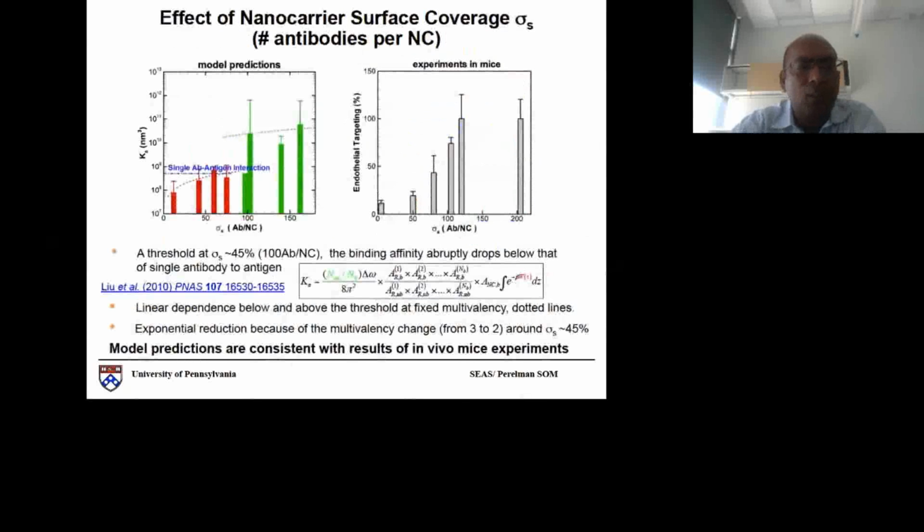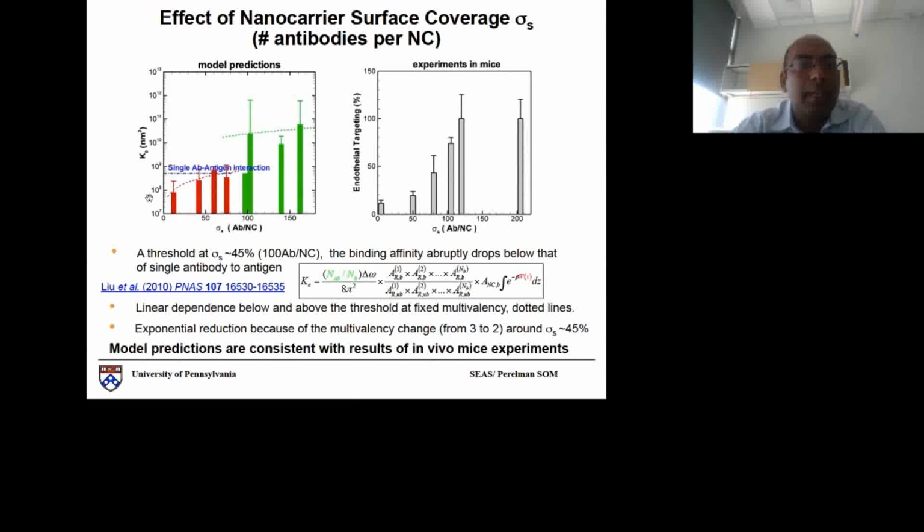One of the things that we've been able to use this model to predict is the effect of the surface density of antibodies on the overall affinity. So this is essentially association constant on the x-axis on the left plot. As you increase the association constant, you have better binding. And if you put no antibodies, which is at 0, and 100% antibodies on the nanocarrier, which is about 200 on this axis, then essentially we can cover the entire range.